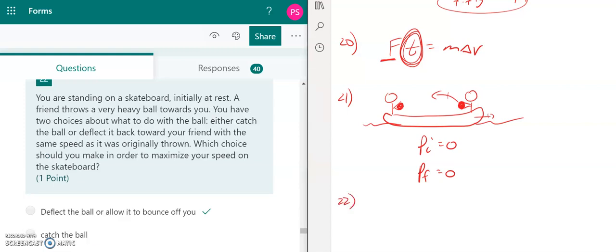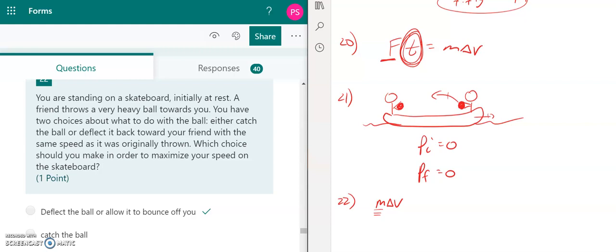22. Standing on a skateboard at rest, a friend throws a very heavy ball toward you. You have two choices. You can either catch it or deflect it back to your friend with the same speed. Which choice would make you maximize your speed on the skateboard? So again, you're looking at which one would give you the biggest impulse. An impulse is m delta v. The mass of the ball is the exact same, and your mass is the exact same in both cases.